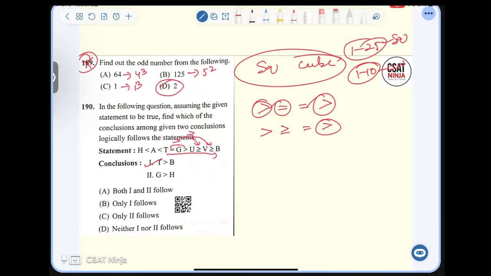Next is, let's find a relation between G and H. Where is G and where is H? Okay. Directly we see G is greater than H, so which means both 1 and 2 follow. Nothing much there. Just remember that if you combine anything with equal to sign, it will give you that inequality itself. And if you combine less than or equal to, then it will always give you less than sign. Okay.